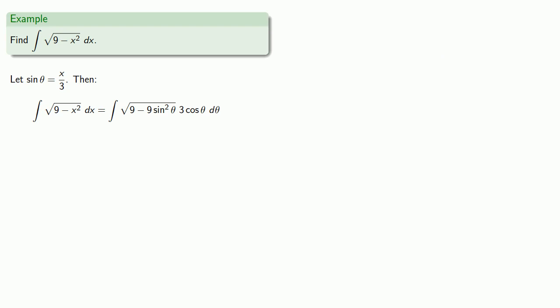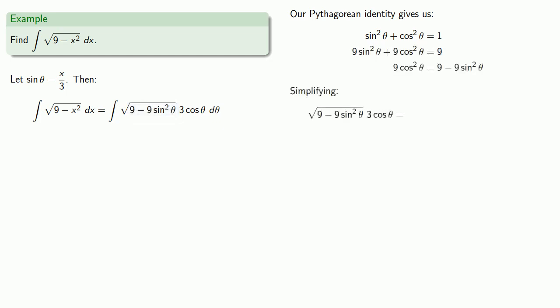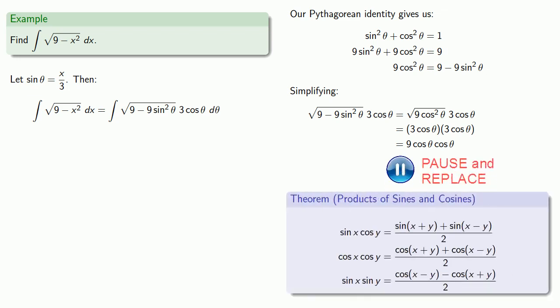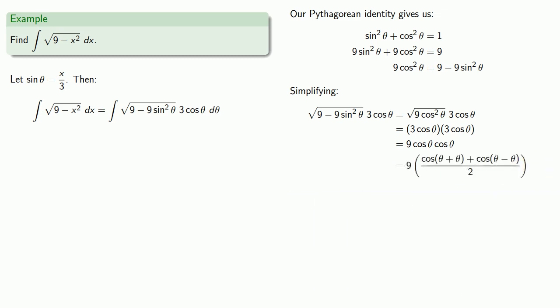So if I want to simplify this mess, we'll pull in the Pythagorean identity for sine and cosine. And since I want to say something about 9 sine squared, I'll multiply everything by 9 and do a little algebra. And we should be concerned that when we take this square root, we are going to have to worry about the sign, but we'll take care of that later. We can use another trigonometric identity to reduce this product of cosines. And then finally do some final algebraic cleanup to give us a new integrand.